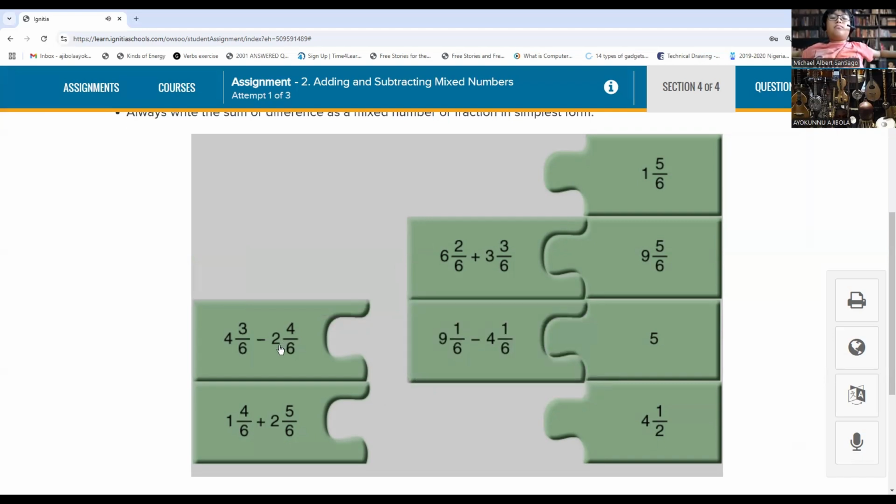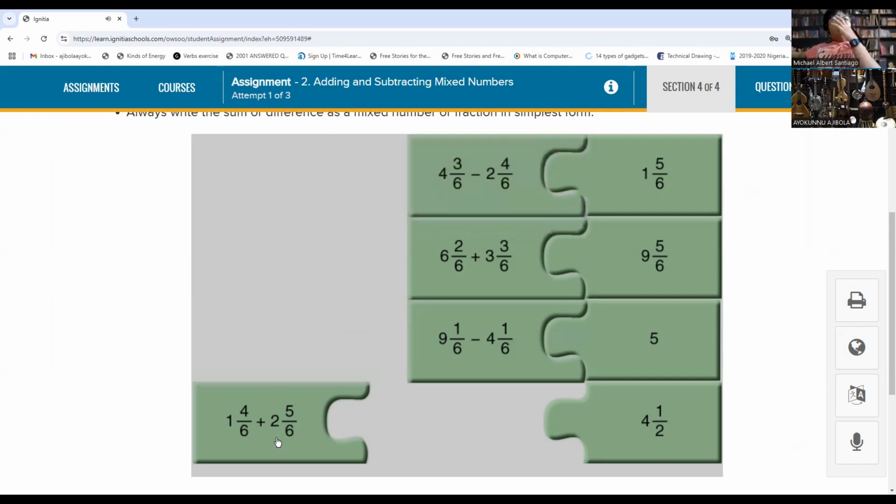So we have 5 here. Then 4 minus 2 is 2. But 3 minus 4 will be impossible under this. So we can take one more and change it to this base, which is going to be 6 plus 3. That's 9 minus 4. And that will be 5 over 6. So that will be one whole number 5 over 6. And the last one, 1 plus 2 is 3. 4 plus 5 is 9 over 6.